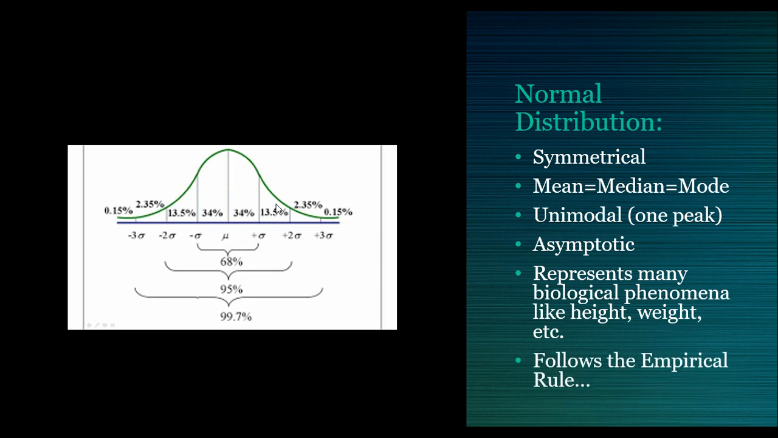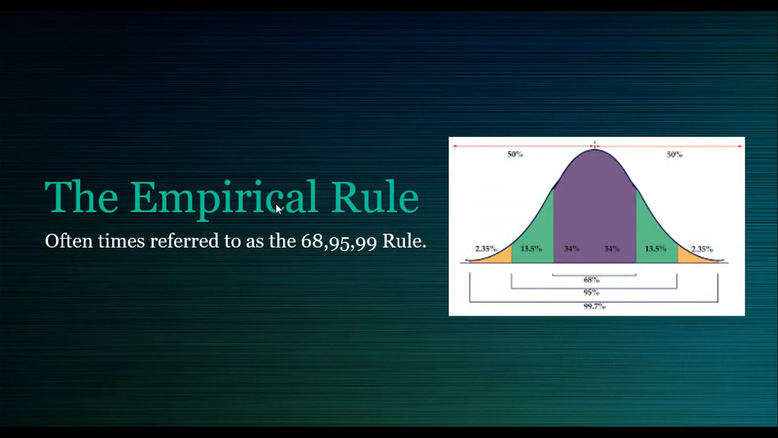And lastly, it follows the empirical rule, and I'm about to show you what that is right now. It's really not too bad, I promise. The empirical rule is referred to as the 68, 95, 99 rule. Sometimes they get a little bit more specific, but basically from our normal curve, we have 50% of data on the left and 50% of the data on the right. So 50 plus 50 is 100% of your data.